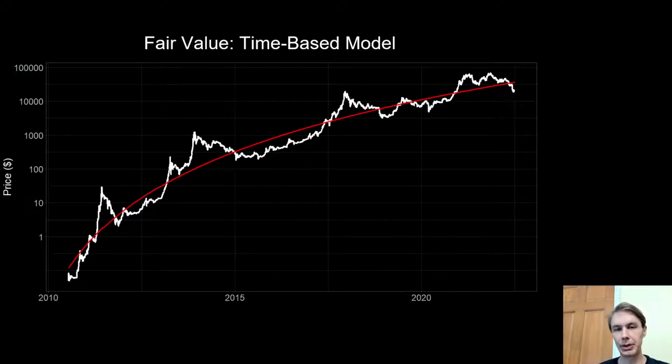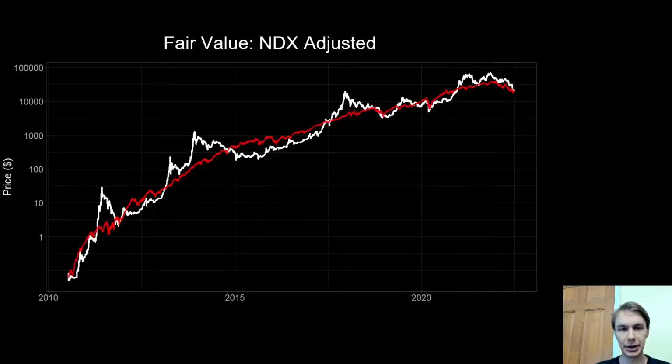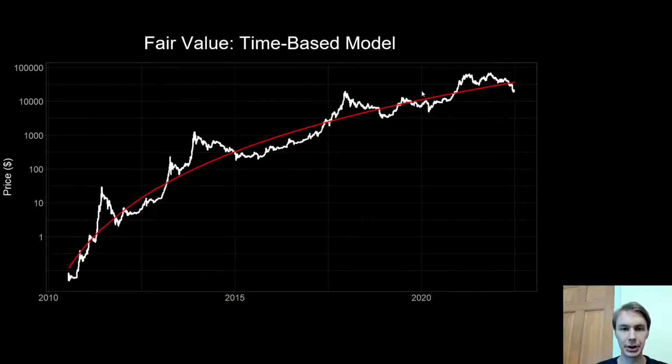The model I want to talk about now is a little bit different, and I think more interesting when comparing it to these time-based fair value models, as a potential alternative. That model is what I'm calling the NASDAQ adjusted fair value for Bitcoin. I should note that both of these models that I'm showing you were fit to only Bitcoin data up until the beginning of 2020.